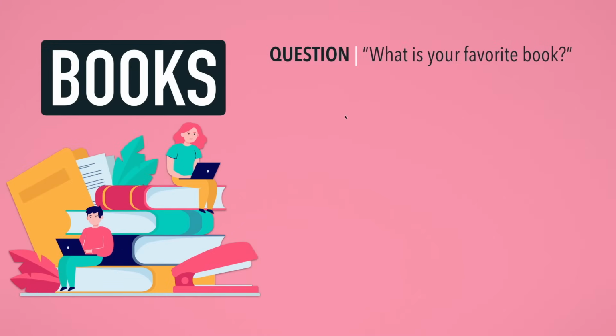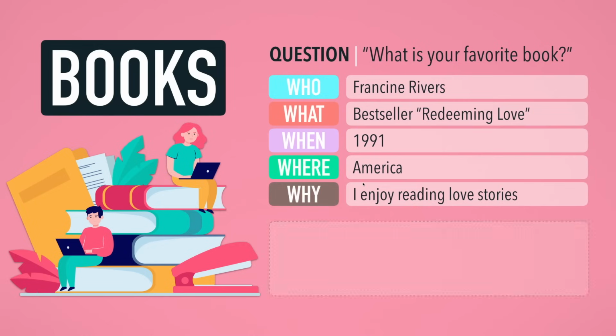All right, so let's say the question is, what is your favorite book? Again, 5-step method, 5 W's. Who? Francine Rivers. What? Bestseller, Redeeming Love. That's the name of the book. When? 1991. Where? America. And why? I enjoy reading love stories.